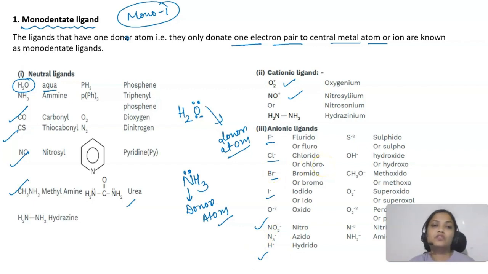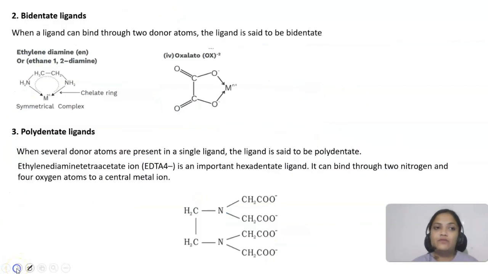Monodentate means which only have one donor atom, means they will donate only one electron pair to the central metal atom. Okay, so now if you have monodentate, you will be having bidentate also. Bidentate means when a ligand can bind through two donor atoms. Okay, it's said to be bi or didentate, भी बोल सकते हैं हम इसको कई बार. Okay, bi or didentate means अब यहाँ पर दो donor atom होंगे.